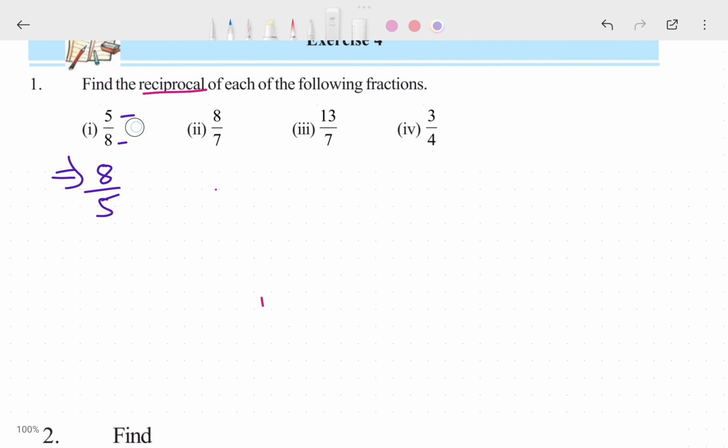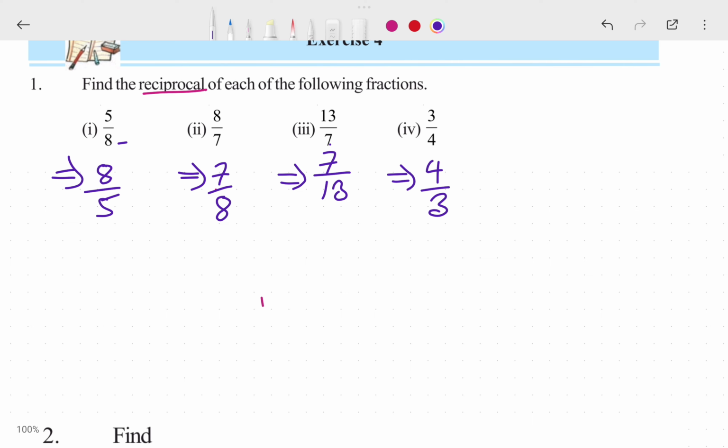Okay, this is our reciprocal. Now this is 8 by 7. What is the reciprocal of this? It will be 7 by 8. Simply, you have to change. If 8 is up, put it down, and the 7 that is down, put it up. Similarly, the 13 that is up, put it down, and the 7 that is down, put it up. Reciprocal means it is totally changed. Now this is 3 by 4, it becomes 4 by 3. This is the only reciprocal.